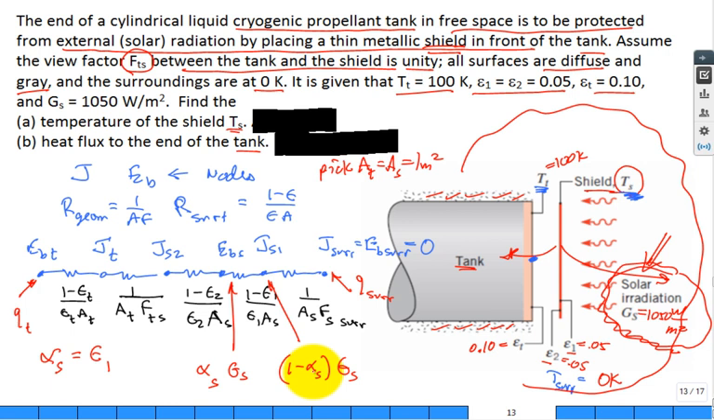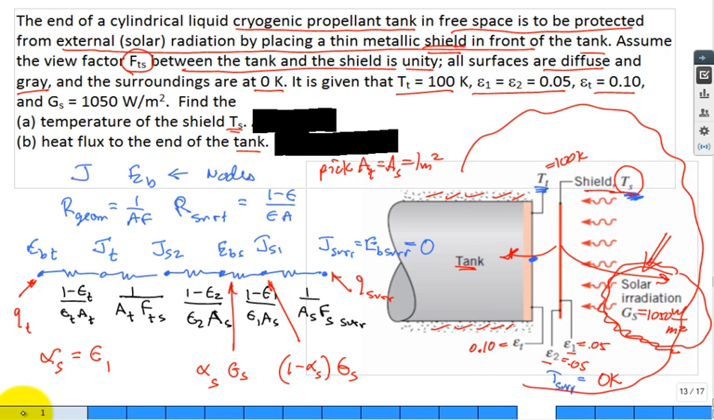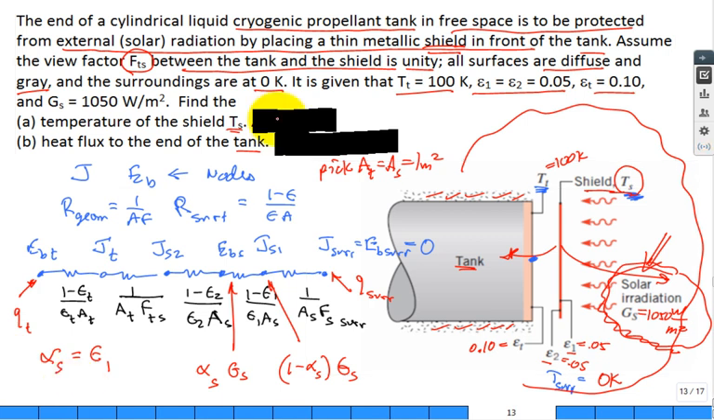All right. Now we're interested in what is the load into the tank. Well, first of all, we need to calculate the temperature of the shield. All right. That was for part A. How do you calculate the temperature of the shield? If I know EB of the shield, isn't that sigma T shield to the 4th power? Yeah? How are we going to calculate it?